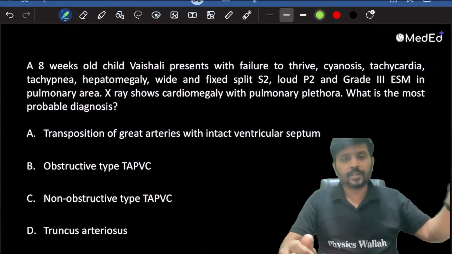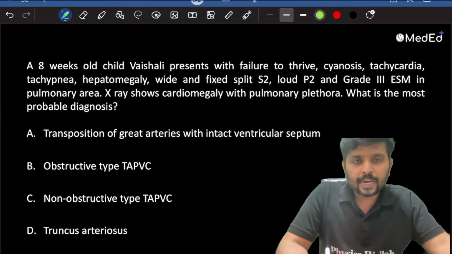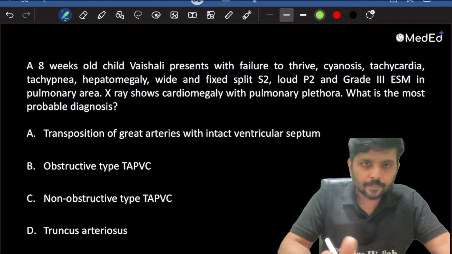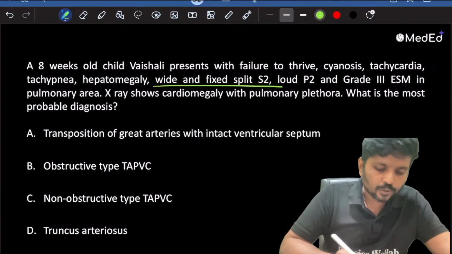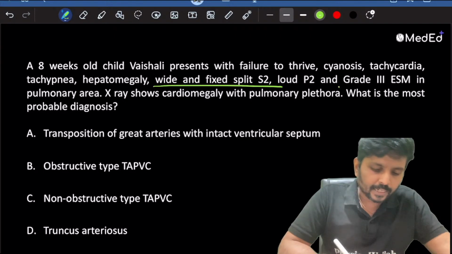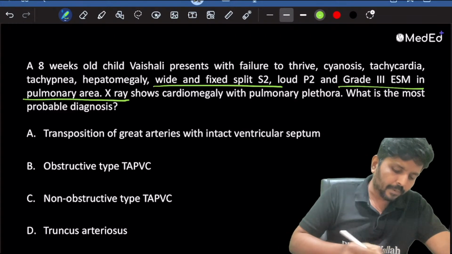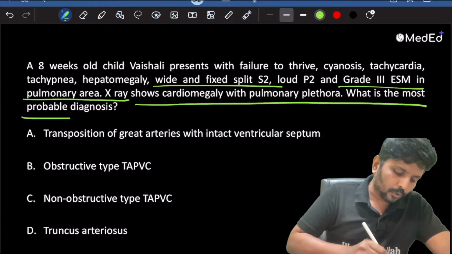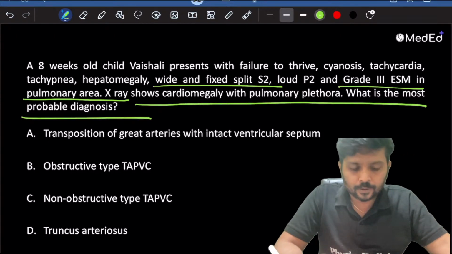Okay, now the next question. An 8-week-old child presented with failure to thrive, cyanosis, tachycardia, tachypnea, hepatomegaly, wide and fixed S2 split, along with an ejection systolic murmur in the pulmonary area. X-ray shows cardiomegaly with pulmonary plethora. What is the probable diagnosis?